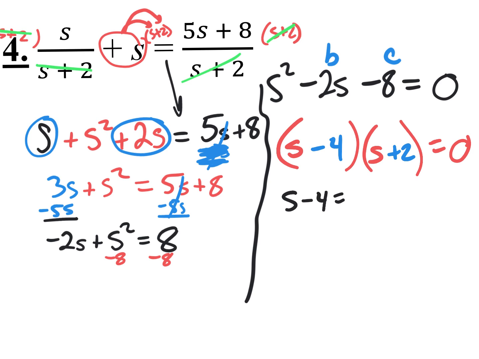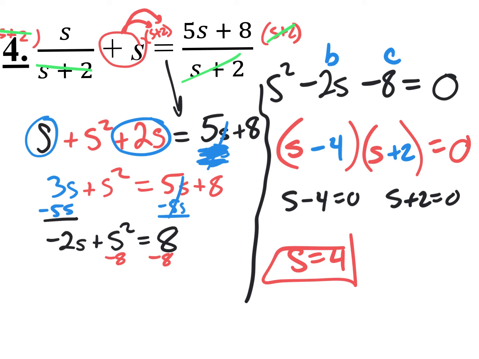S minus 4 equals 0. S plus 2 equals 0. My two answers are S equals positive 4. I didn't show my work, I'm sorry. S equals negative 2. Now, if you pick both those answers, it's going to be wrong.